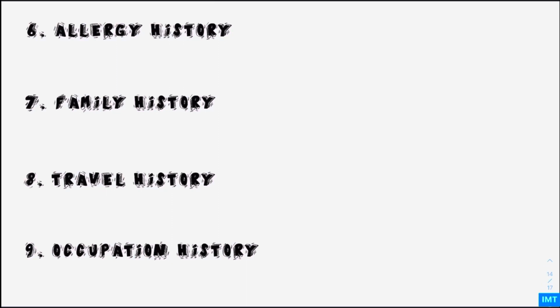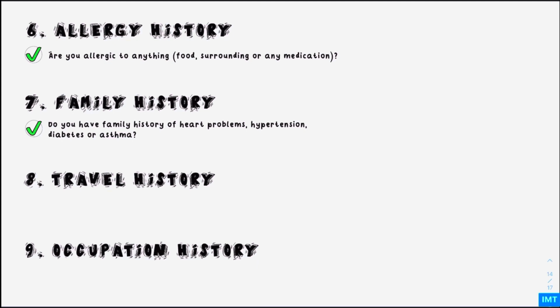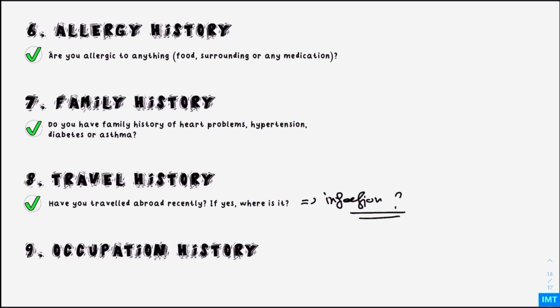Next, allergy history. What kind of question? Are you allergic to any food, medication? Just write it down there. Next, family history. It's also very, very important. Take your time here to ask about his ancestors, if they had heart problems, hypertension, diabetes, asthma, etc. Travel history. Travel history is always associated with infection. Okay? Have you ever traveled abroad recently? If yes, where?